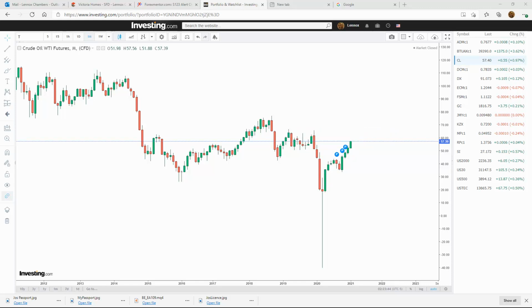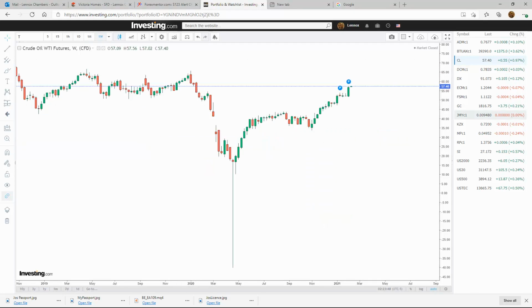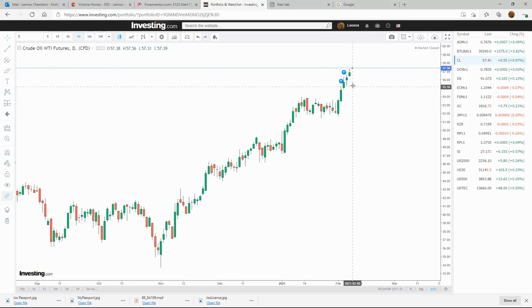Okay, so dropping to the weekly, this is what we're seeing. We're seeing a big push to the upside. We're coming up to resistance, but we still have room to continue the onslaught up. So looking for strength in the crude oil going into this week as well.